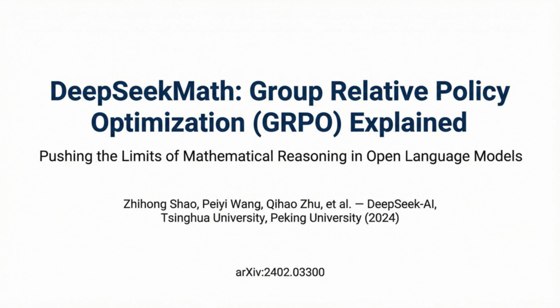Before we begin, let me ask you a question. What do you think is the single most important algorithmic innovation that powered DeepSeek-R1's remarkable reasoning capabilities? Take a moment to think about it. The answer is GRPO, Group Relative Policy Optimization, and it was first introduced not in the R1 paper, but right here, in the DeepSeek-Math paper from February 2024.